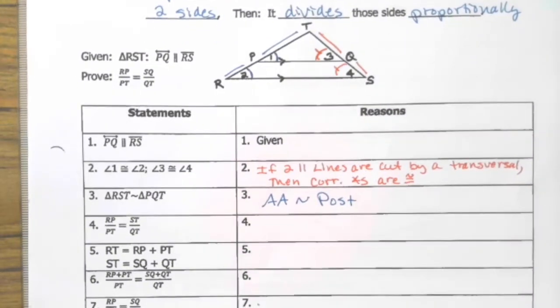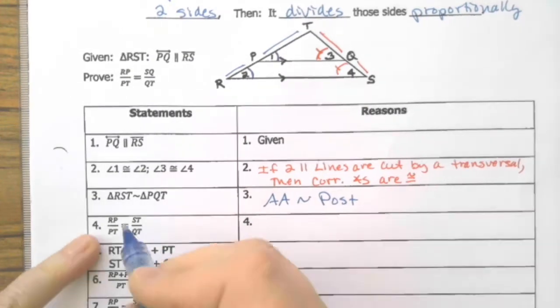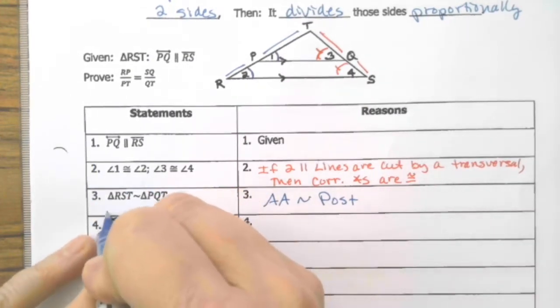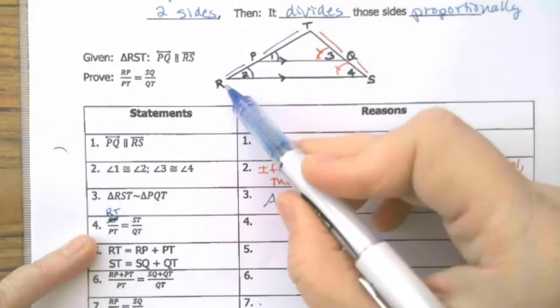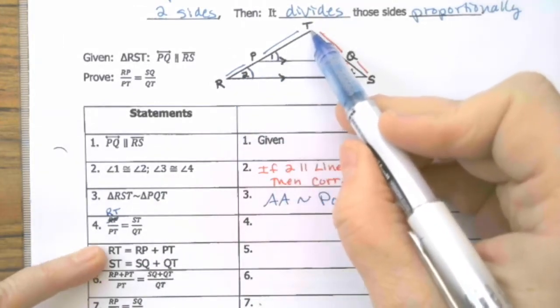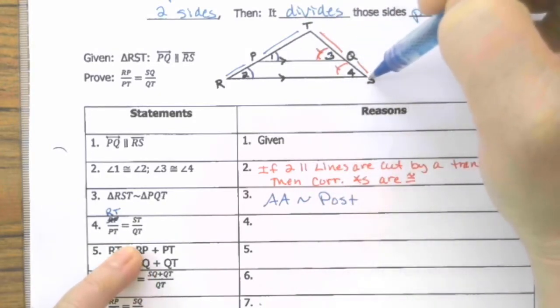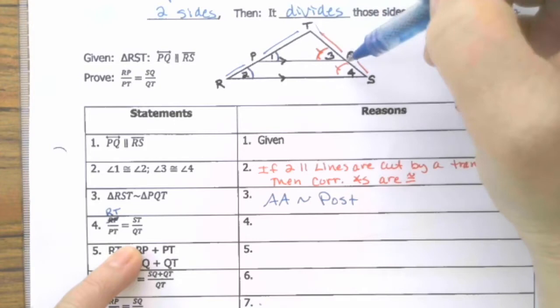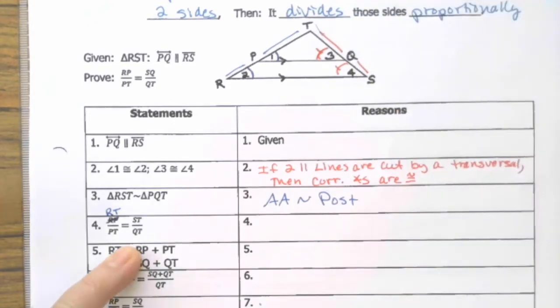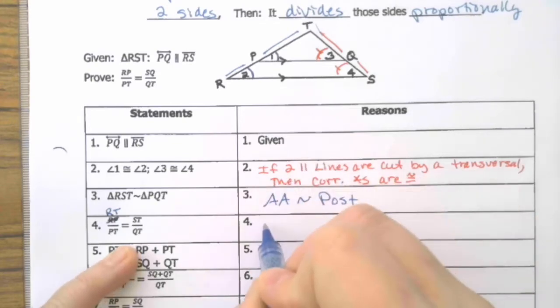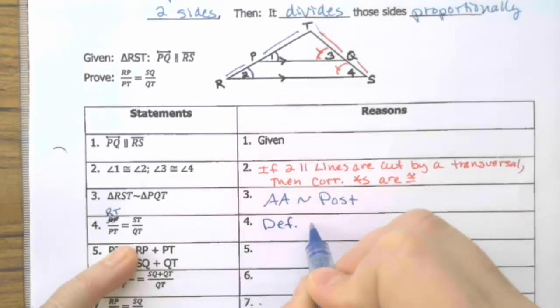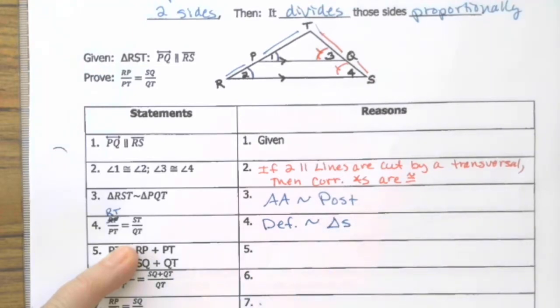Okay, now that we've got that, and there is a bit of a typo here. Instead of RP, that needs to be RT. So RT, which is the left of the big one, over PT, which is the left of the little one, equals ST, which is the right of the big one, over QT, which is the right of the little one. And that's basically true. The ratios are true because we just proved the triangles similar. So this reason would be the definition of similar triangles. Once you get the similar triangles, you get the third angle being congruent and the sides proportional.